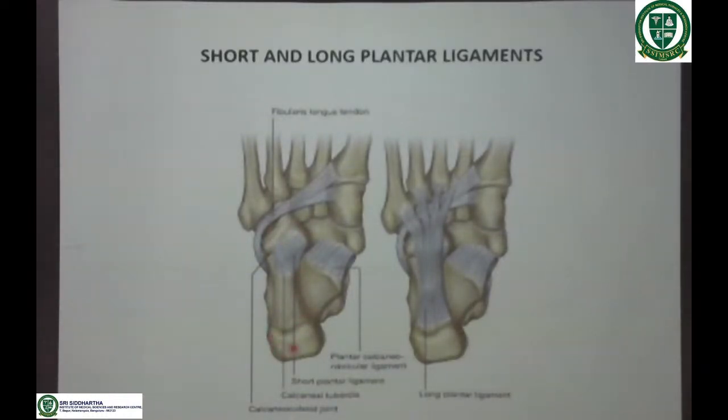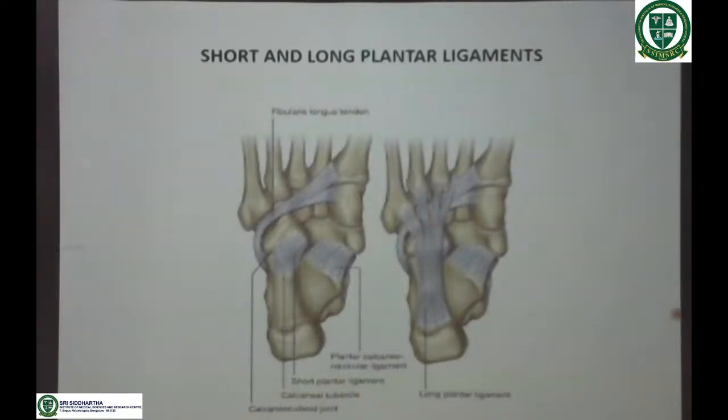We are seeing this is the tuberosity. This is the lateral and medial tubercles. Here this one is the cuboid. So there is a short plantar ligament and this long plantar ligament. These act as the intersegmental ties or the staples, which bind the different segments or these bones together.